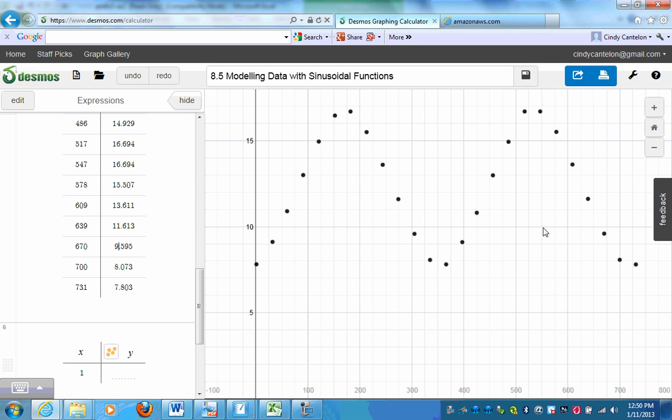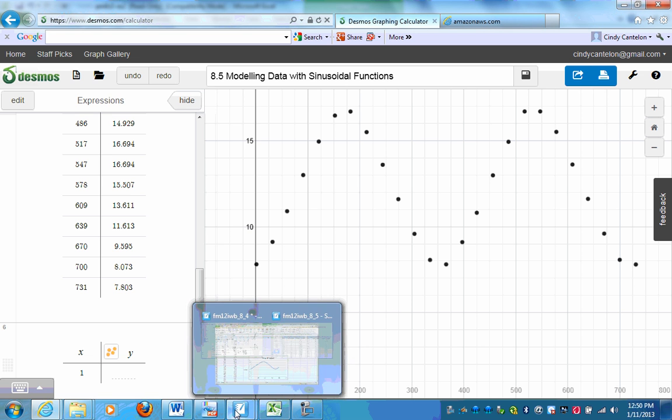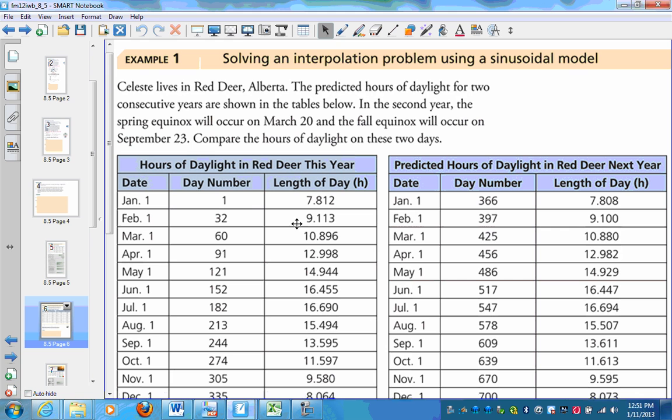So this is what my graph looks like. Beautiful graph. I can tell that this is sinusoidal. I can tell that this is a sine graph. Look, it's repeating. It seems to be following a pattern. So we're going to use some of the principles we used in 8.4 to try and come up with an equation and solve this problem. So let's read the problem that this data is from.